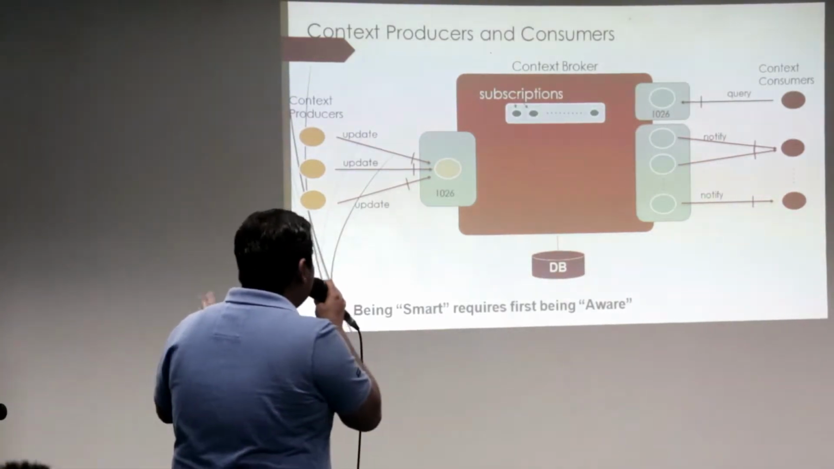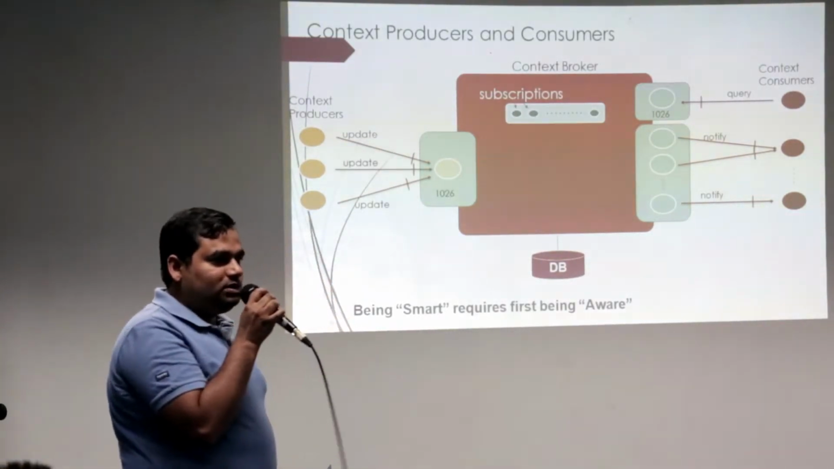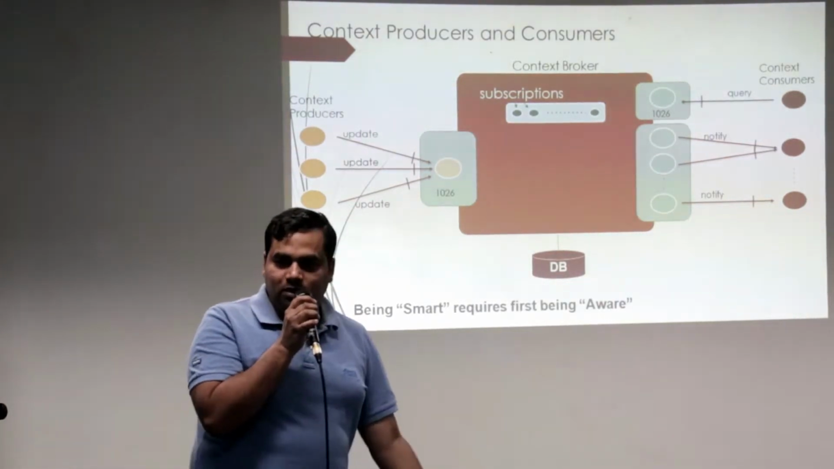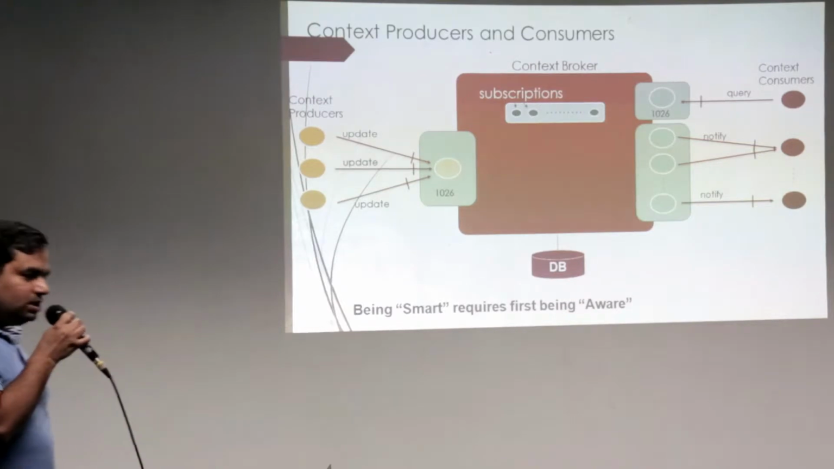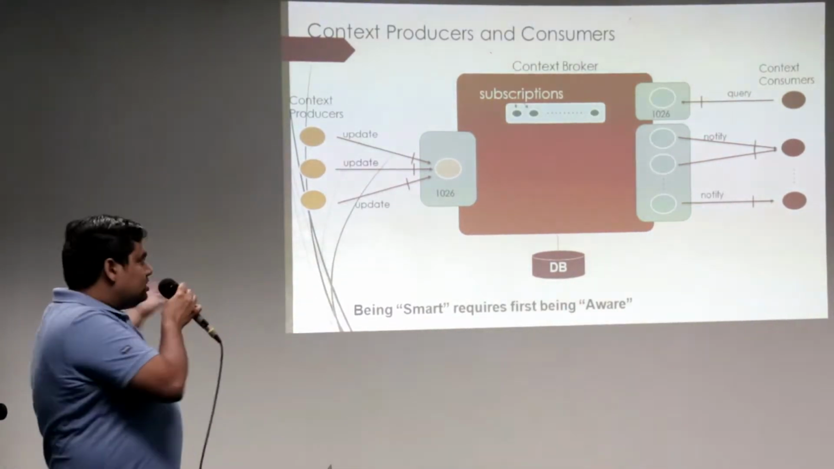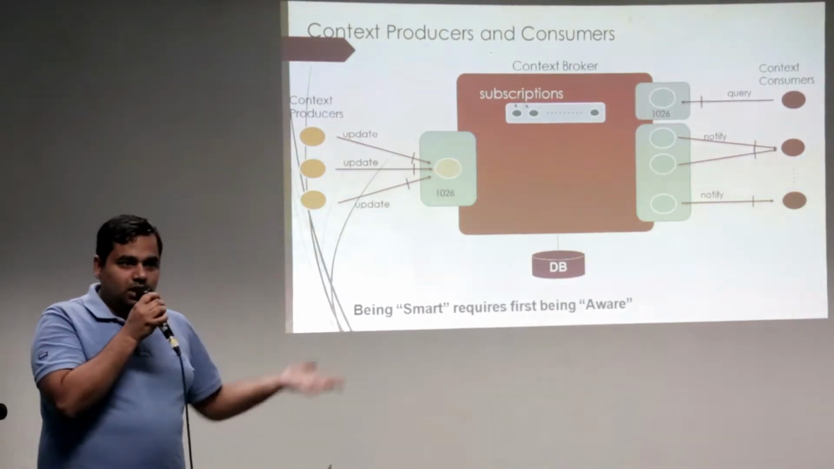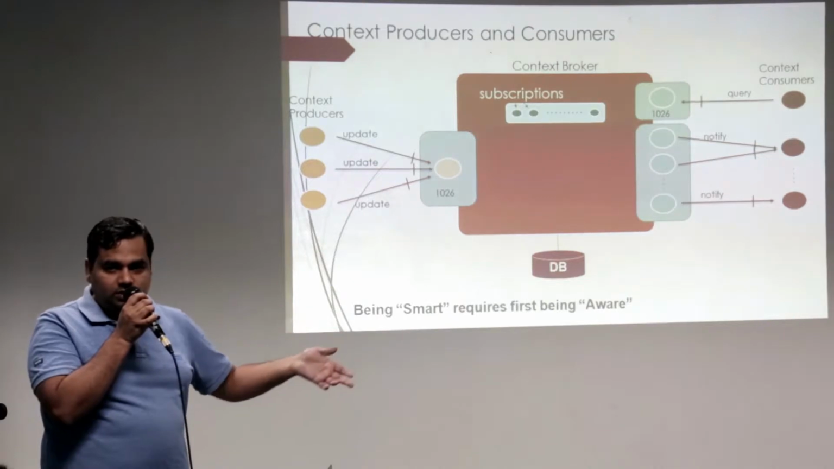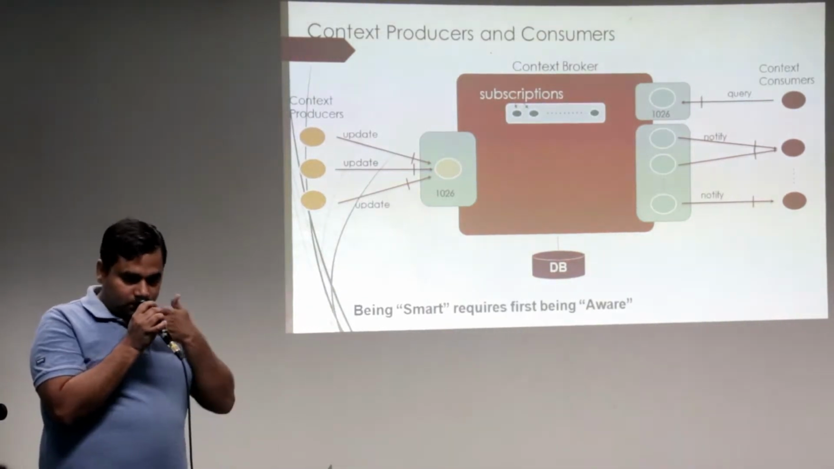So there could be two things. One is a context producer, and another one is a context consumer. What is a context producer? Your sensors are your context producers, which are going to produce the data. Then what are the context consumers? They are going to consume your context, like if you have a mobile app and you would like to see what's going on.